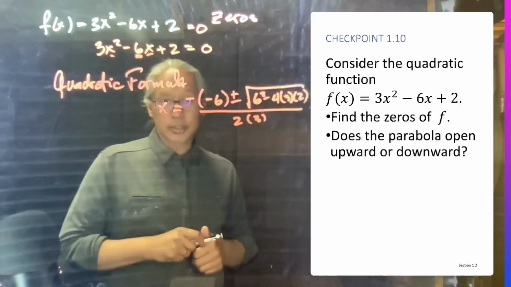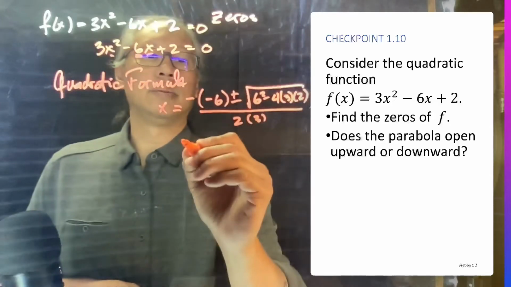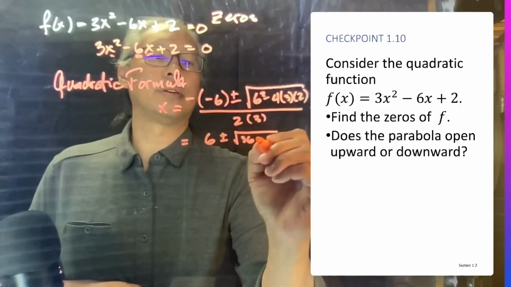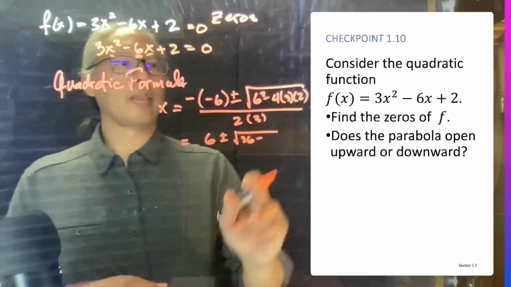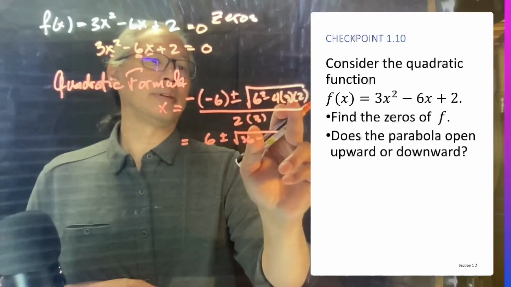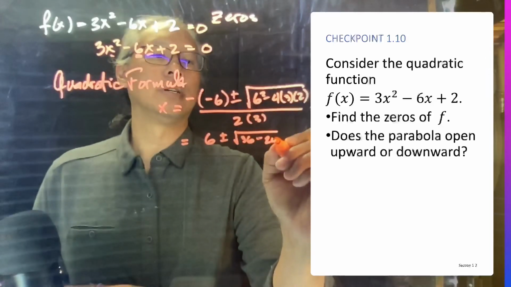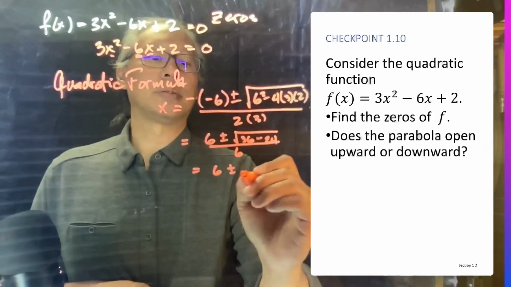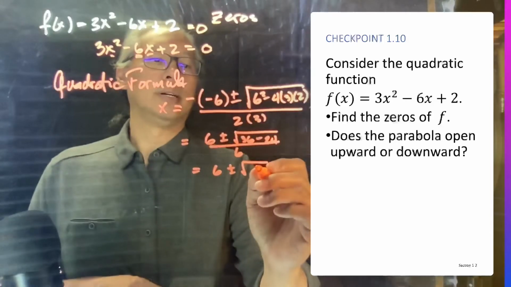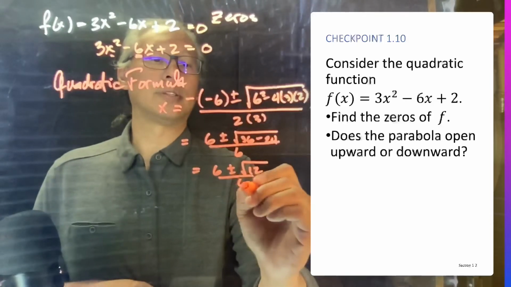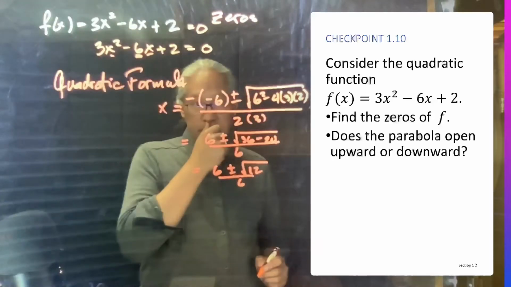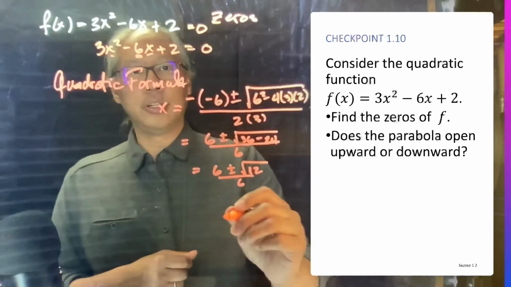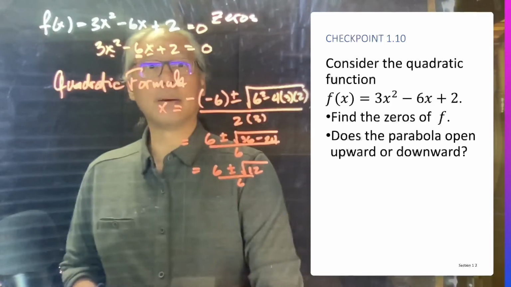All right, so just some simplifying to do here. We're going to get 6 plus or minus the square root of, this is going to be 36. 4 and 3 is 12, times 2 is 24. So that's going to be a 12 underneath the square root. 6 plus and minus the square root of 12 over 6. Now 12 is 4 times 3.